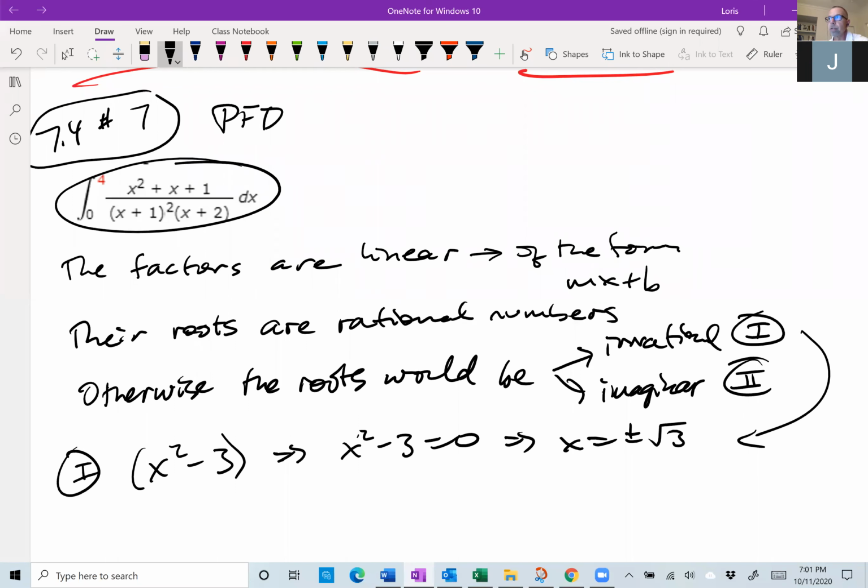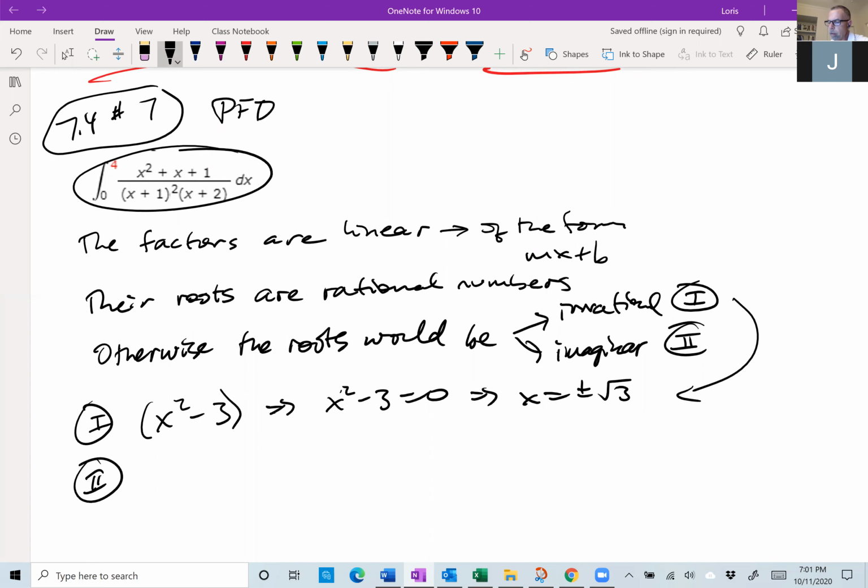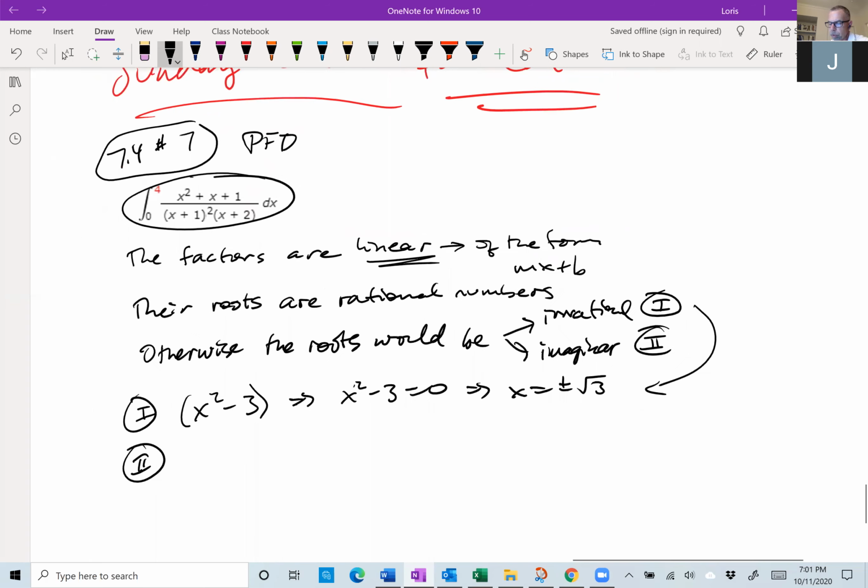These are called irreducible. The second way it would not be linear is if you had something like x squared plus 4. So x squared plus 4 equals 0, the roots are x equals plus or minus 2i, and that's imaginary. But these are linear factors.